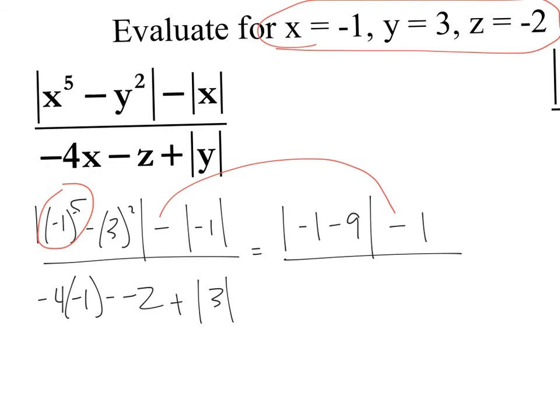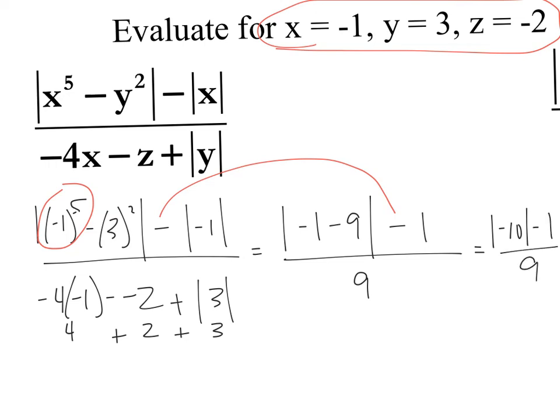And I'm going to do the whole denominator here together. The -4 and -1 is just 4 when you multiply. The double negative changes to a plus positive, and the absolute value of 3 is just 3. So in the denominator I have 9. Now I can simplify the -1 minus 9 in the absolute value. That gives me 10.